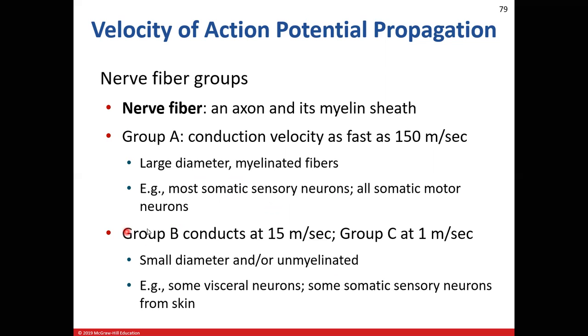Now, group B fibers are still relatively fast, but they're going to conduct the signal at about 15 meters per second. Group C fibers are the slowest. These move the signal at about 1 meter per second. So these are small diameter and are unmyelinated cells. They can be myelinated, but it's really kind of an and/or. Some are going to be myelinated, some are unmyelinated. And these are going to include a lot of our visceral neurons, as well as some of our somatic sensory neurons from the skin. Okay, so there will be some group B and C fibers in this category as well.